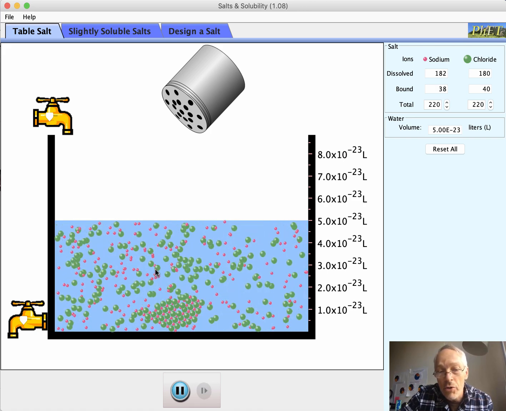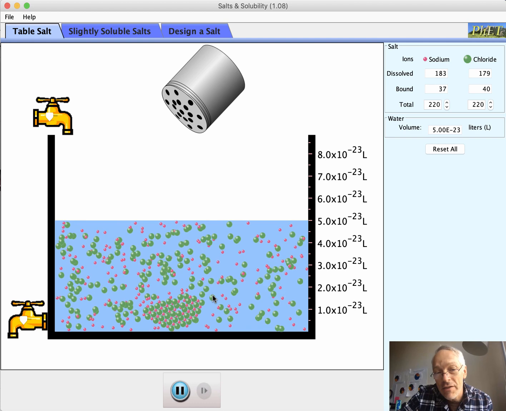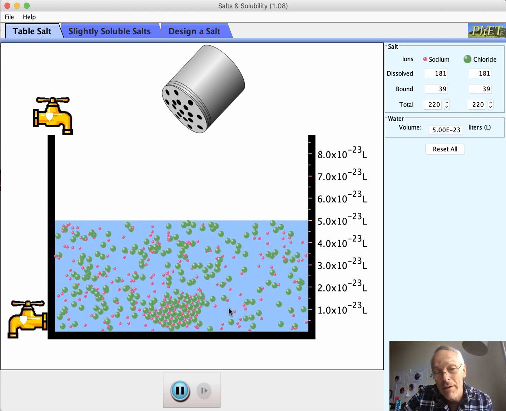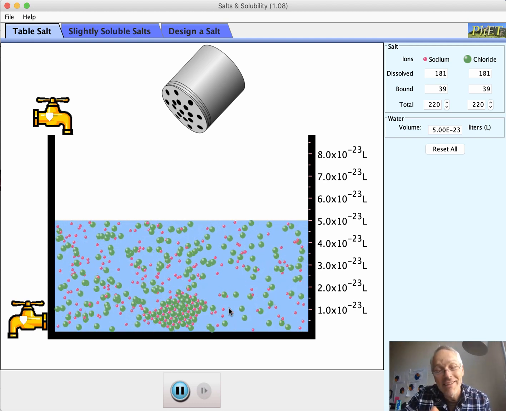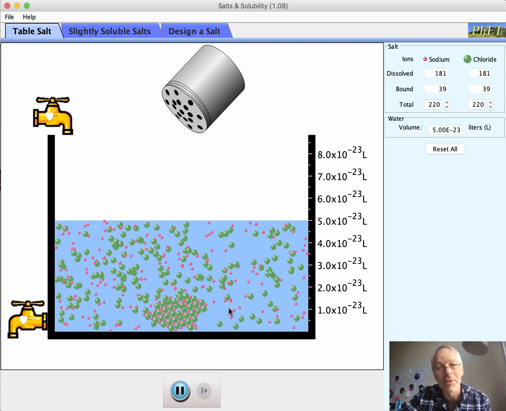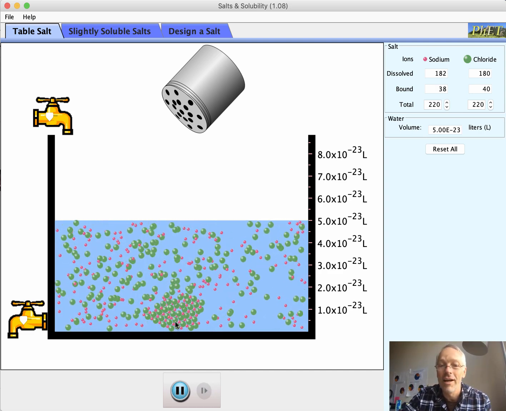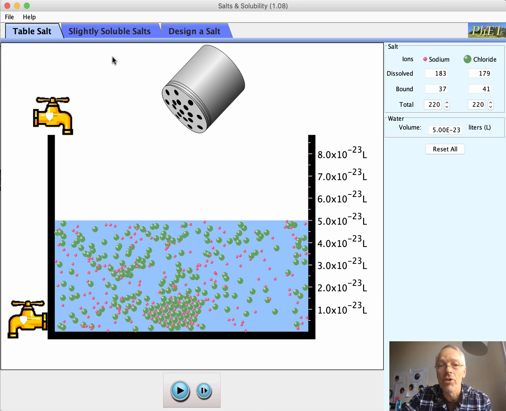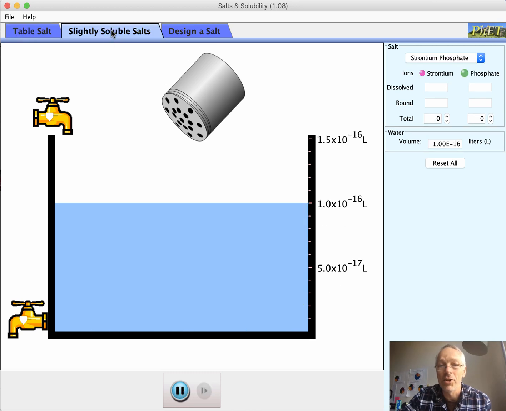Now, you may notice in the minute or so that I've been talking here that the crystal has changed shape. And that is because this is a dynamic equilibrium. It's changing. All right. So we're going to look at now a slightly soluble salt.